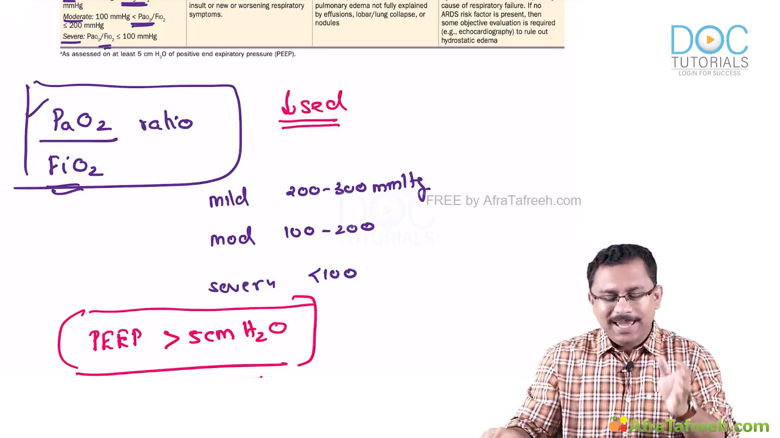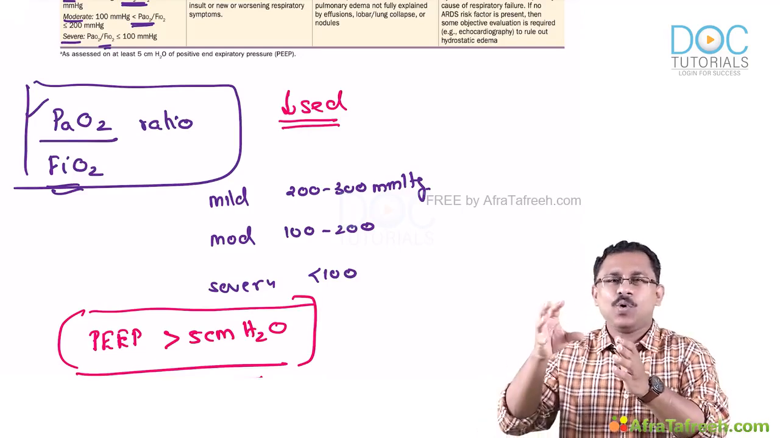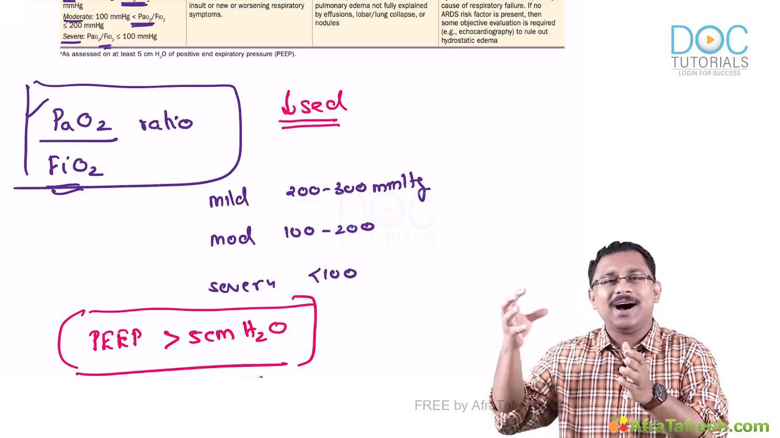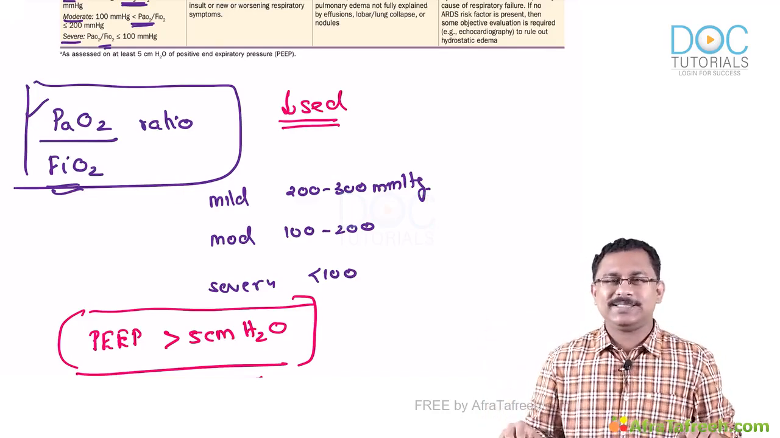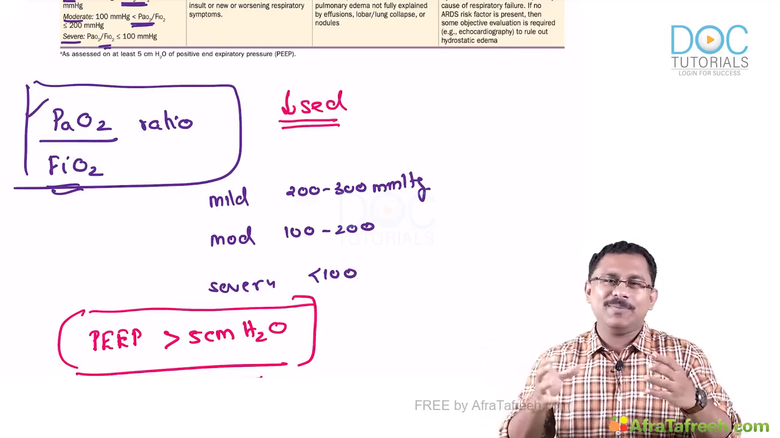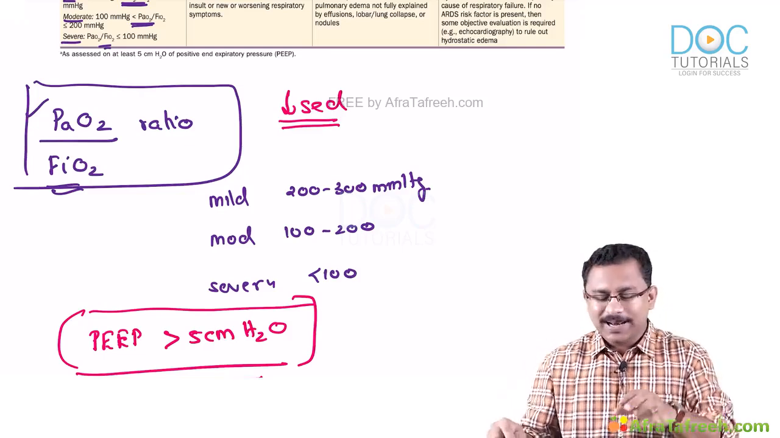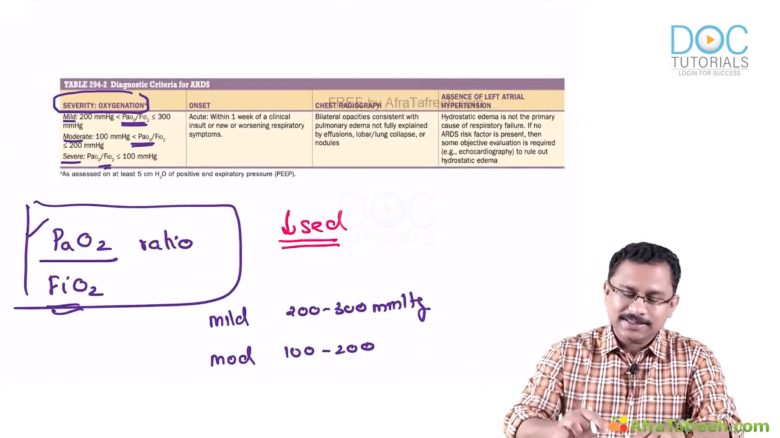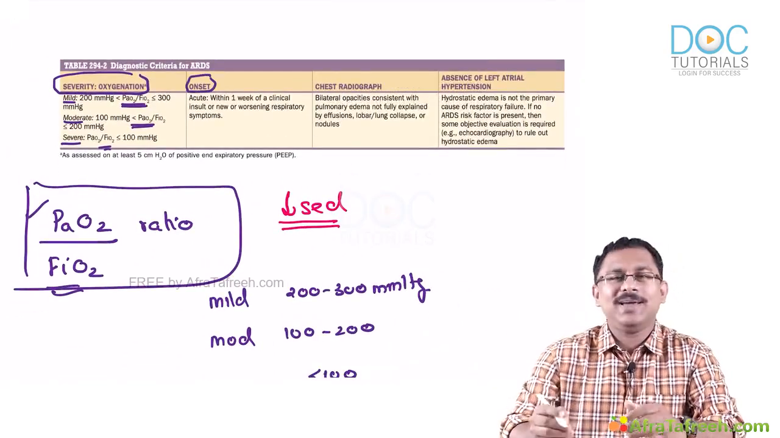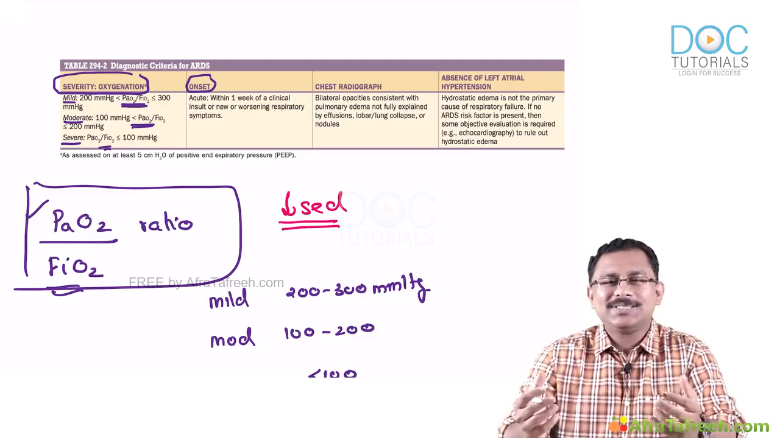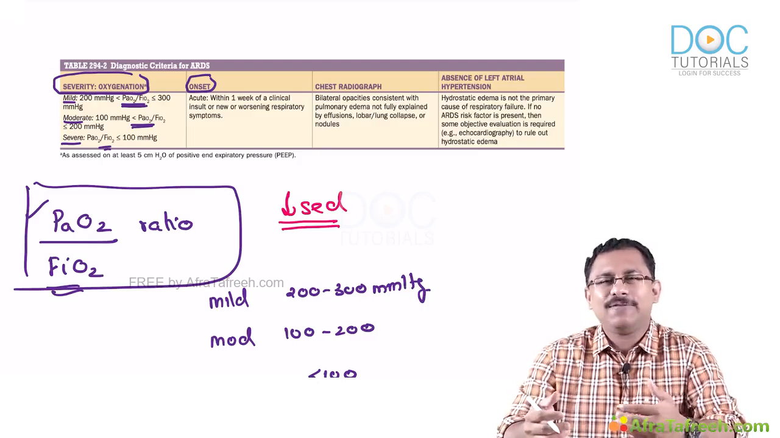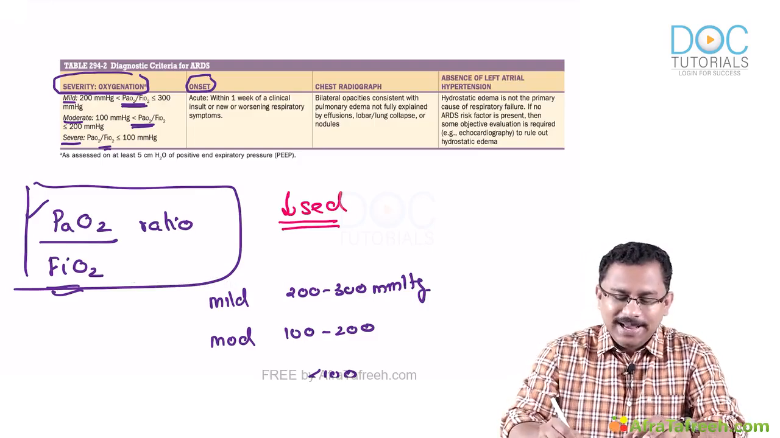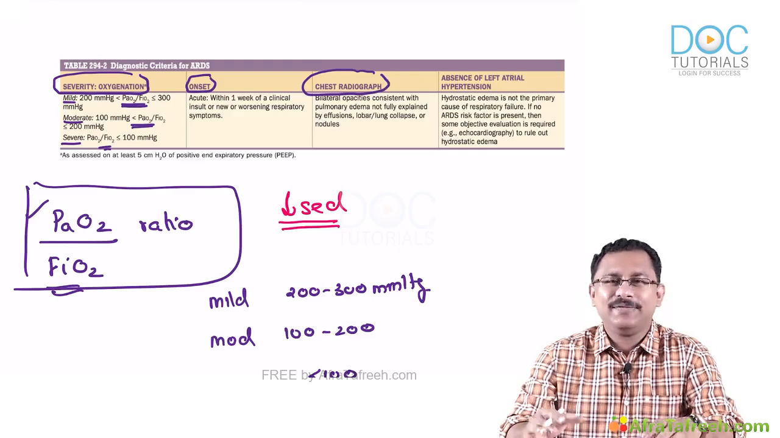So the peak end expiratory pressure has to be maintained above 5 so that the alveoli are not collapsing in the expiratory phase. Otherwise, you might not be able to make a correct calculation. So the calculation is made for a PEEP more than 5. And yes, in the criteria it has got to be an acute onset. That is, the symptoms happen within 1 week of the trigger, which may be a direct or an indirect lung injury. And the chest x-ray is showing bilateral infiltrates.